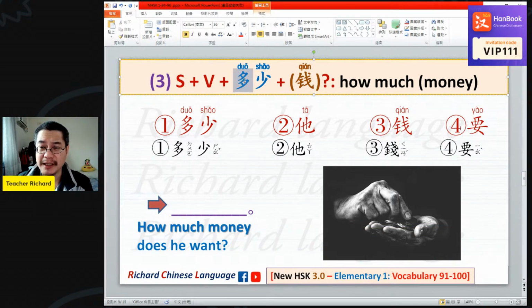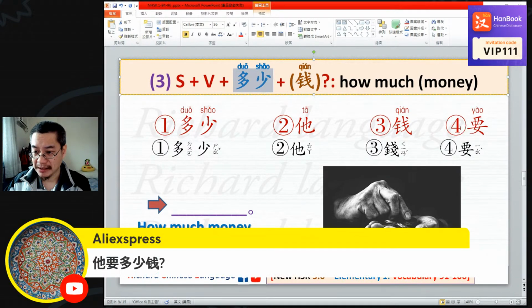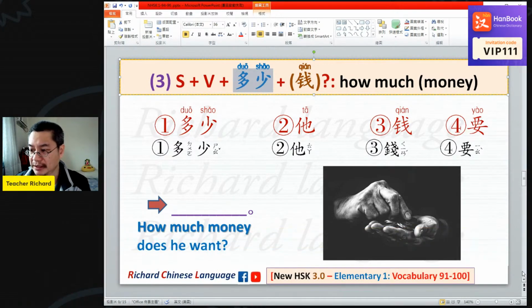Basically, 多少 means how many or how much, and you can also use it to ask the price. How much money or how much? Okay, 他要多少钱? Very good.